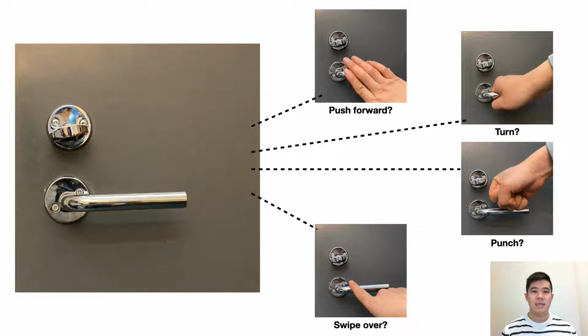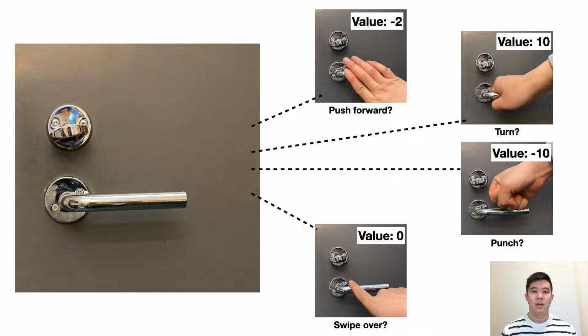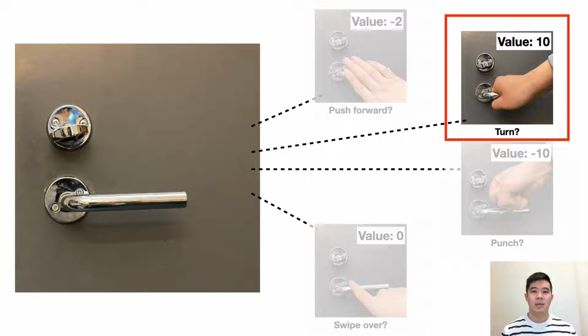We can simulate these actions in our minds and place a value on each of them. For instance, pushing a door handle requires force, so the value might be -2, and swiping over it probably costs nothing, so the value is 0. Punching it will make your fist hurt, so it's a -10. Lastly, turning it will give you an opportunity of opening it, so the value is 10. Because you are able to generate the value of each action, you are able to recognize what are the correct ones on the object.